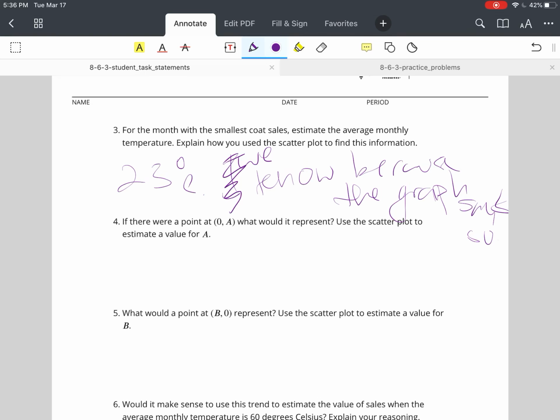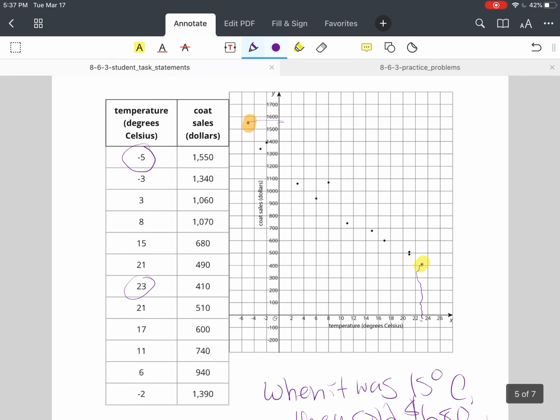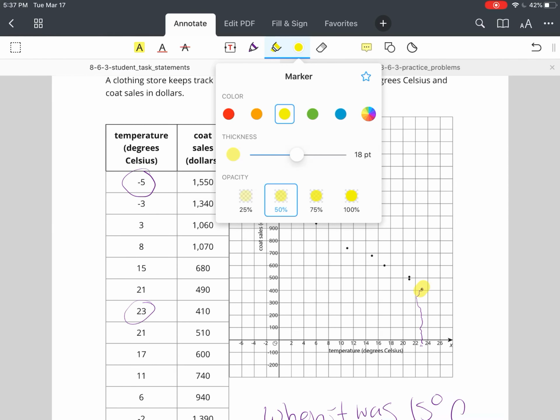If there were a point at 0, comma A, what would it represent? Oh, come on, we know this. That's the starting value. In this case, it would be the amount of money made at 0 degrees Celsius. So let's estimate. Let's just say it's A equals something. So let's zoom in. Let me use a highlighter.